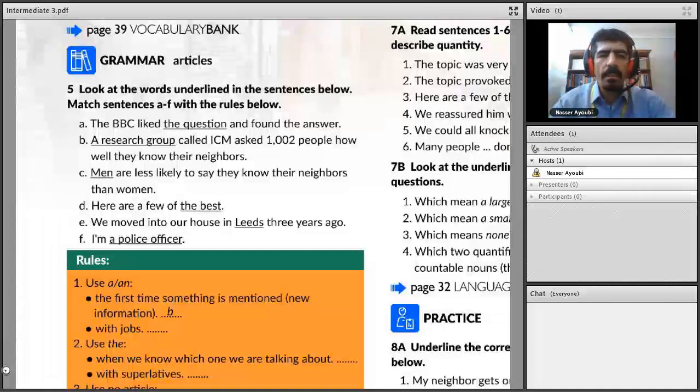Okay, A. The BBC liked the question and found the answer. B. A research group called ICM asked 1,002 people how well they know their neighbors. C. Men are less likely to say they know their neighbors than women. D. Here are a few of the best. E. We moved into our house in Leeds 3 years ago. F. I'm a police officer.